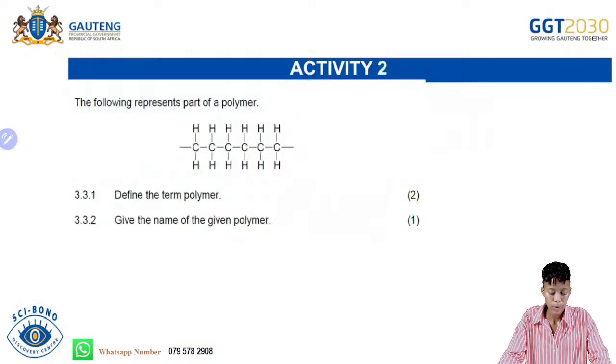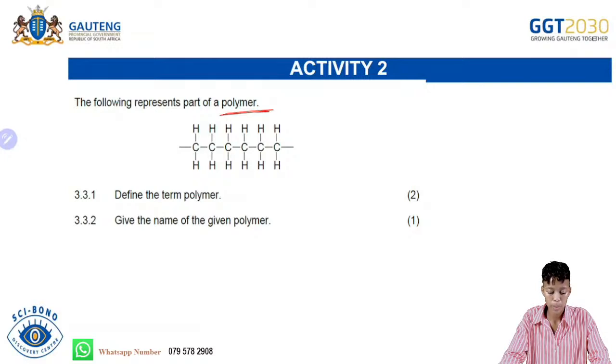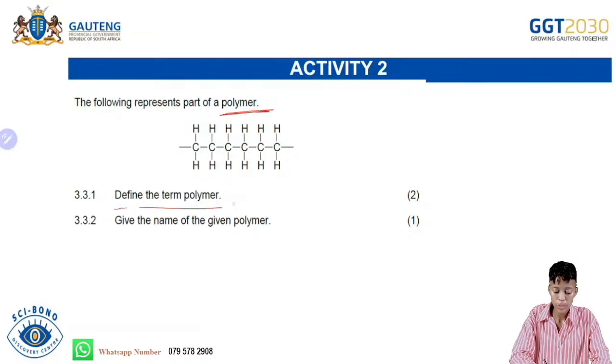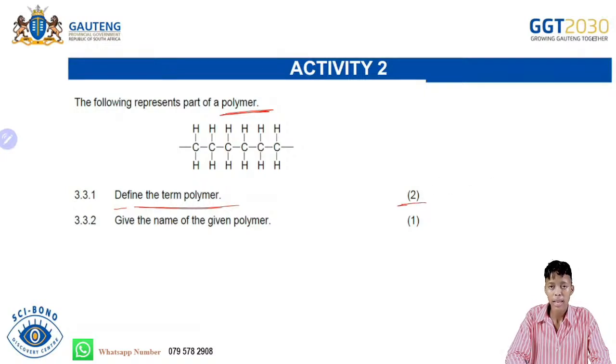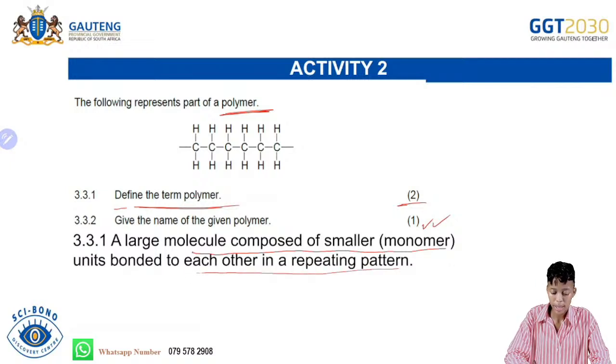The next one says the following represents part of a polymer. Then it says you need to define the term polymer. So again, definitions will be 2 marks. You are not going to get half a mark for definitions. So it says a large molecule composed of smaller monomer units bonded to each other in a repeating pattern.